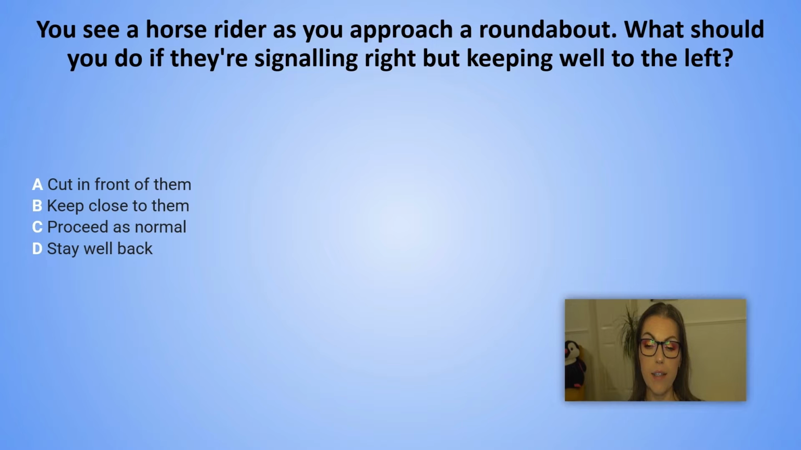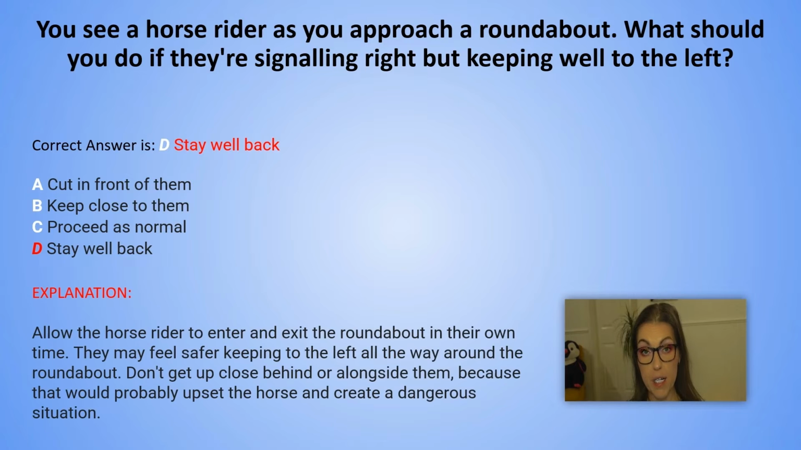And the correct answer is D. Stay well back. Explanation. Allow the horse rider to enter and exit the roundabout in their own time. They may feel safer keeping to the left all the way around the roundabout. Don't get up close behind or alongside them because that would probably upset the horse and create a dangerous situation.